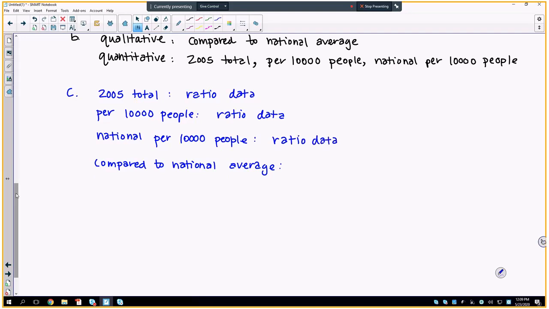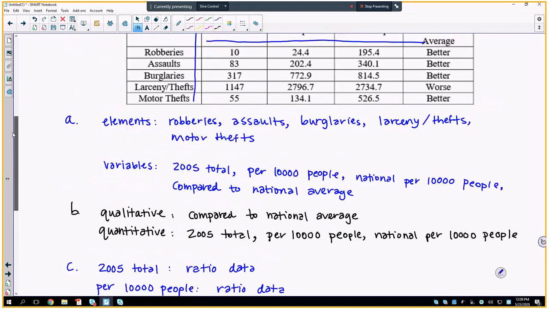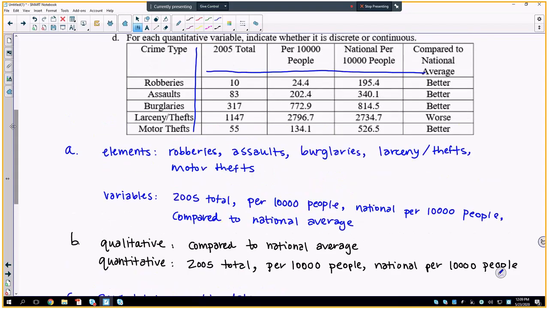And then finally, compared to national average, it's either better than the national average or it's worse. So it should not be ratio data because there's no way to divide better divided by worse. And it shouldn't be interval data because we can't subtract better and worse. So it's either going to be nominal data or ordinal data.